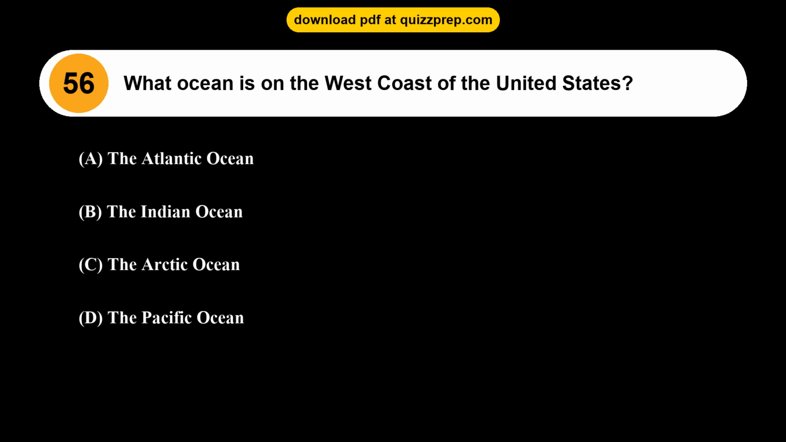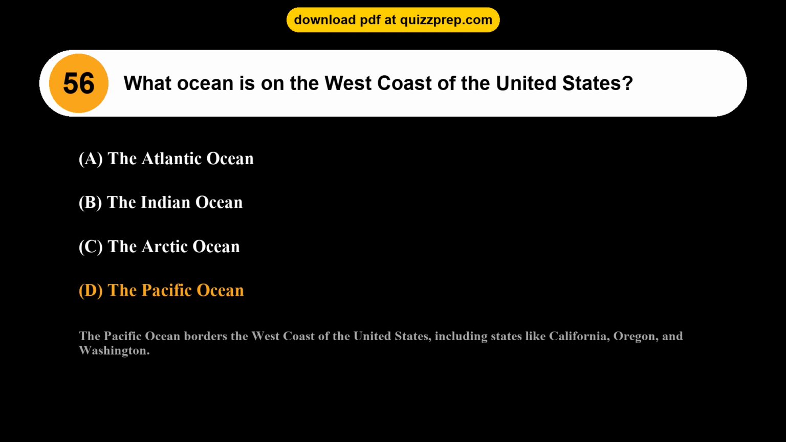Question 56. What ocean is on the west coast of the United States? Option A, the Atlantic Ocean. Option B, the Indian Ocean. Option C, the Arctic Ocean. Option D, the Pacific Ocean. The correct answer is option D, the Pacific Ocean. The Pacific Ocean borders the west coast of the United States, including states like California, Oregon, and Washington.